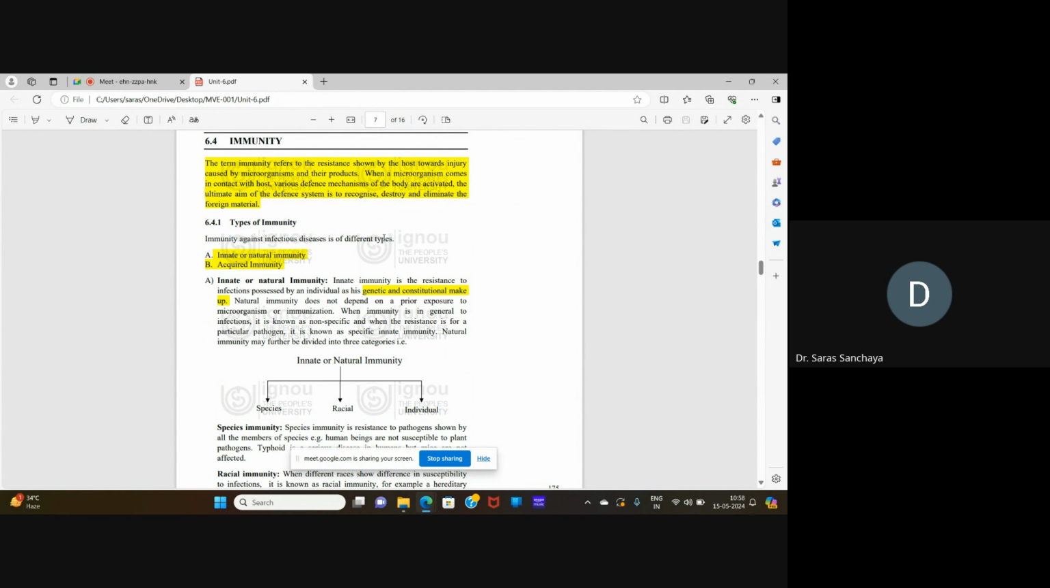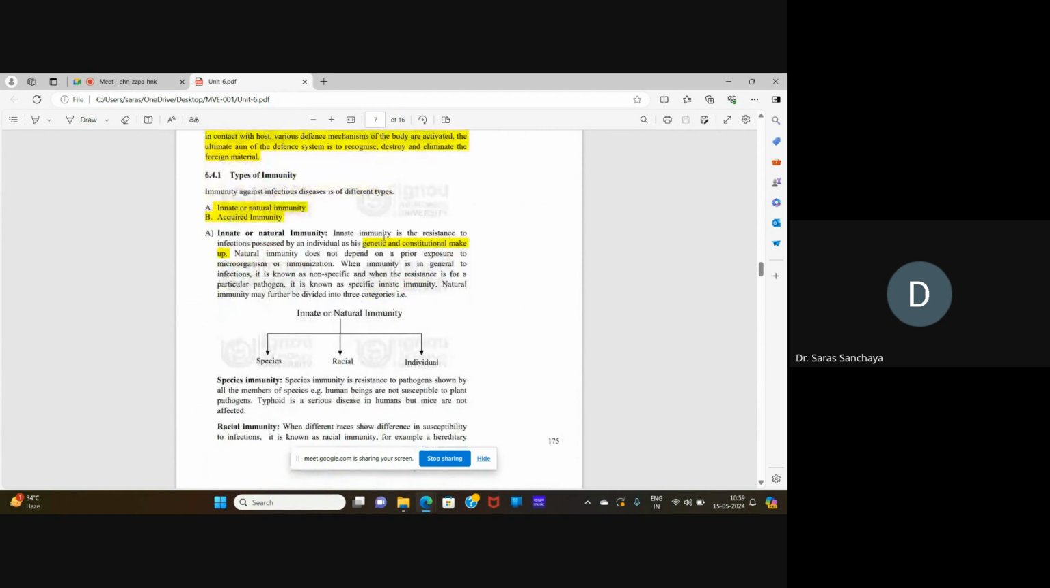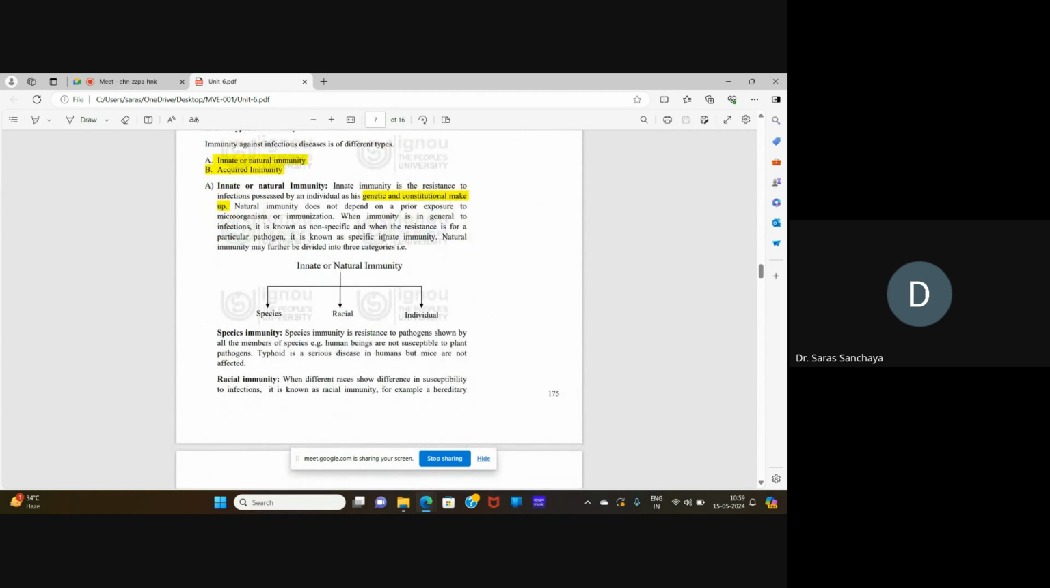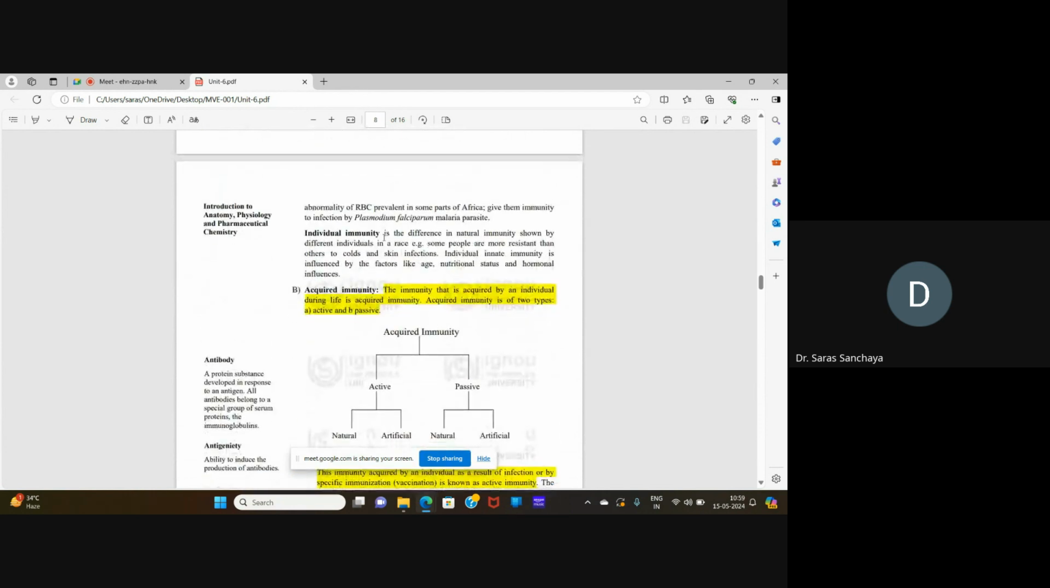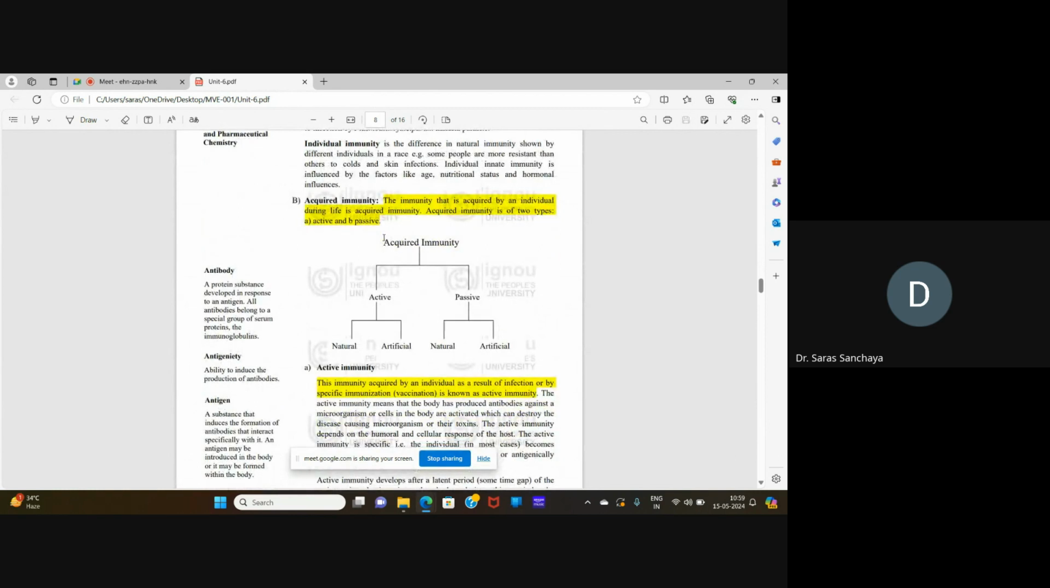Now, immunity can be mainly of two types: innate or natural immunity, and acquired immunity. Innate or natural immunity is the resistance to infections possessed by an individual by his genetic and constitutional makeup. Innate immunity can be species specific, racial specific, or individual specific. Now we come to acquired immunity. The immunity that is acquired by an individual during his life is called acquired immunity.